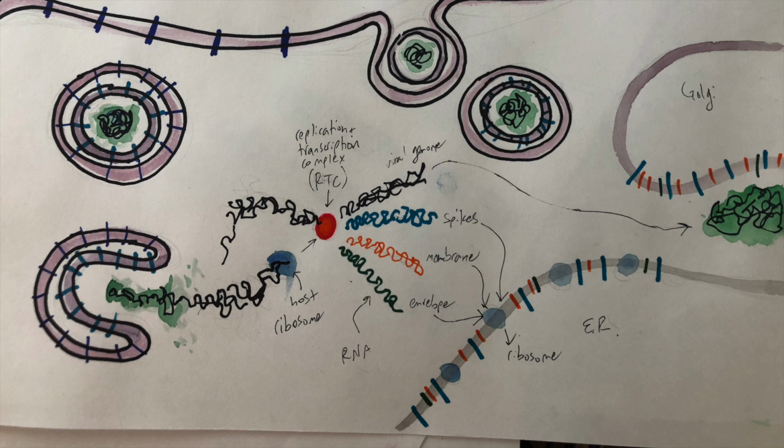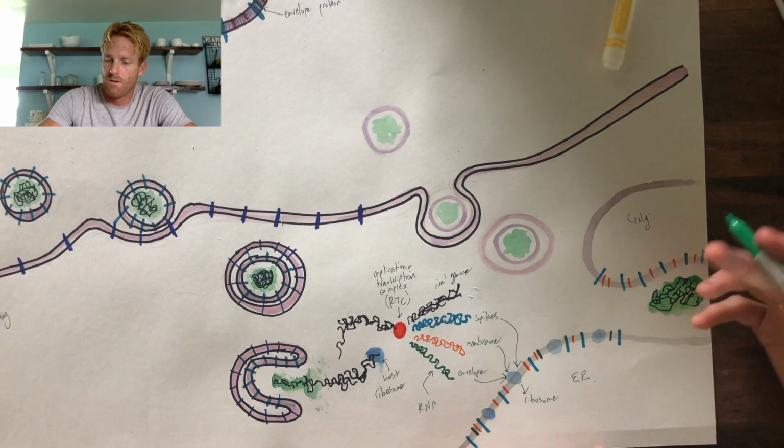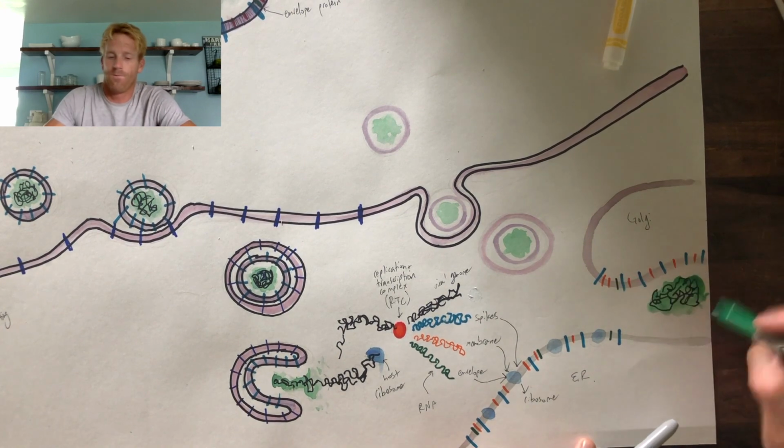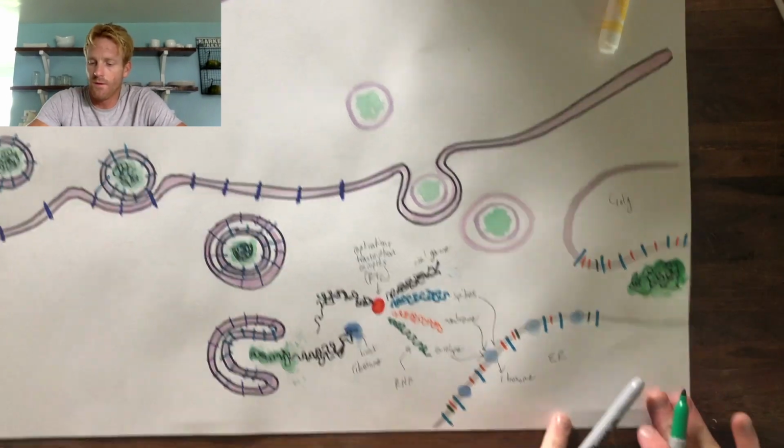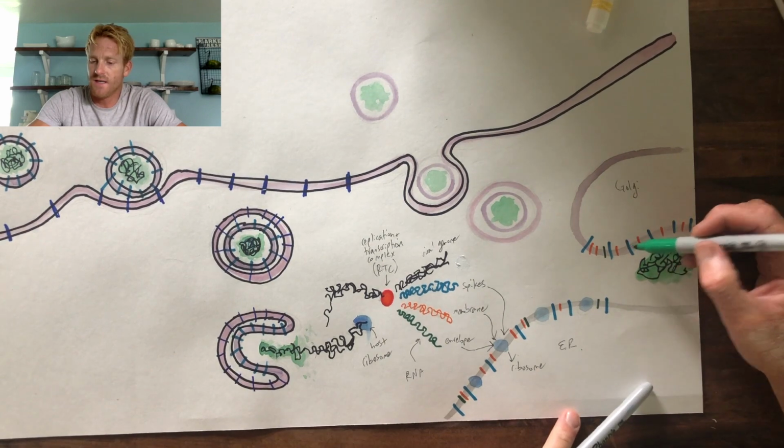So now what you're going to have is all these spikes which have migrated out here. They're now going to be located in this little vesicle, this little piece of the Golgi apparatus. You're going to have all these membrane proteins, right? And you're even going to have these envelope proteins.